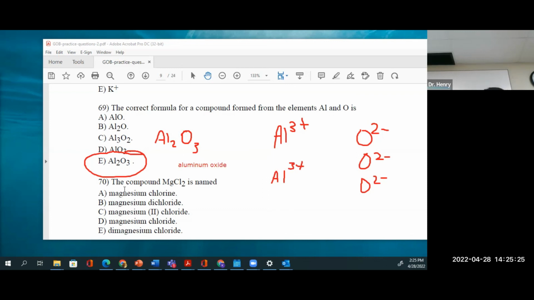Okay. The compound MgCl2 is named A, magnesium chlorine, B, magnesium dichloride, C, magnesium 2 chloride, D, magnesium chloride, E, dimagnesium chloride. So we know that this is an ionic compound. In ionic compounds, we never use what? We never use the di, so we can get rid of this guy. We can get rid of this guy, okay?